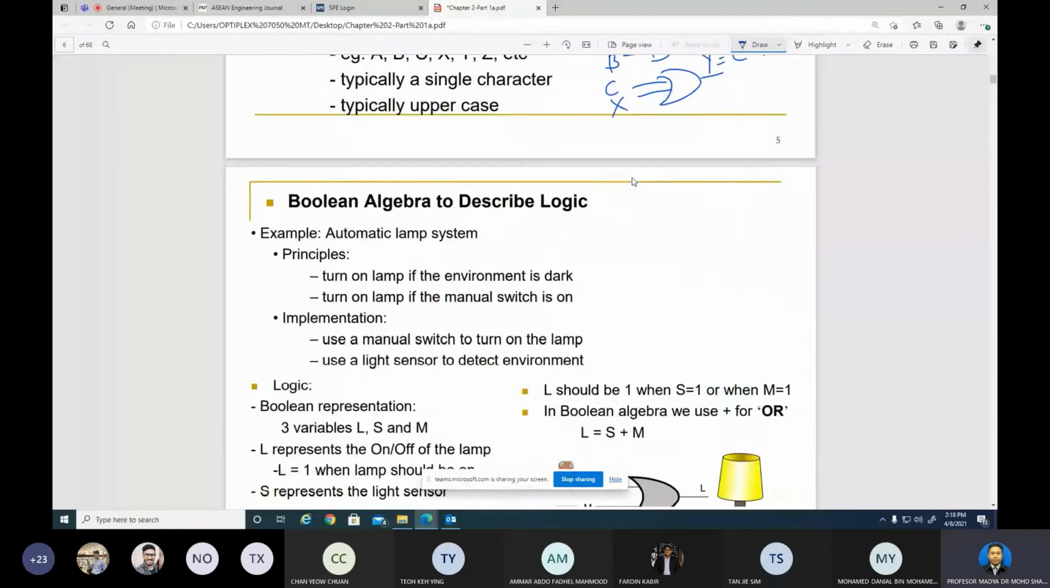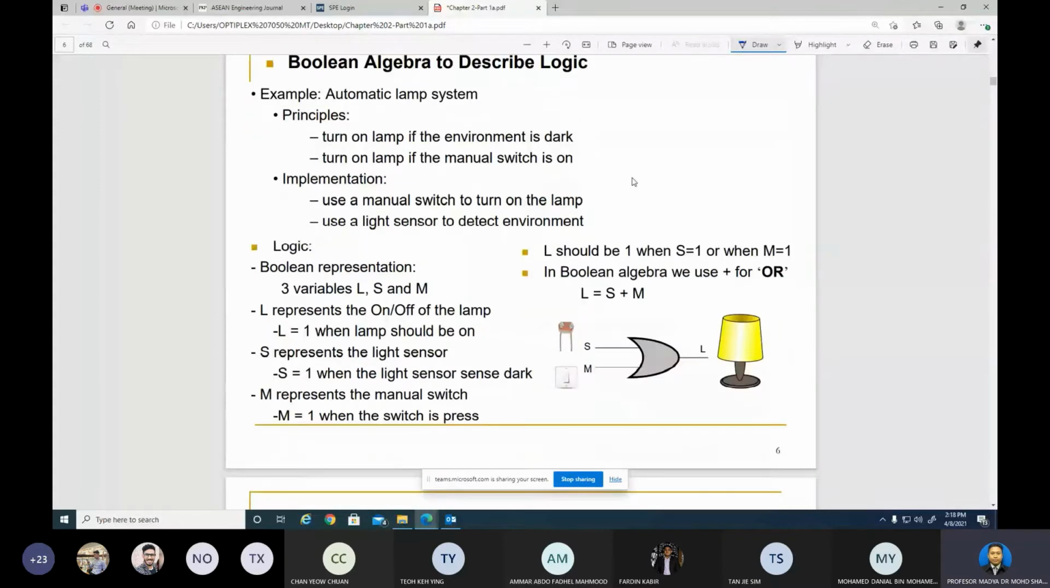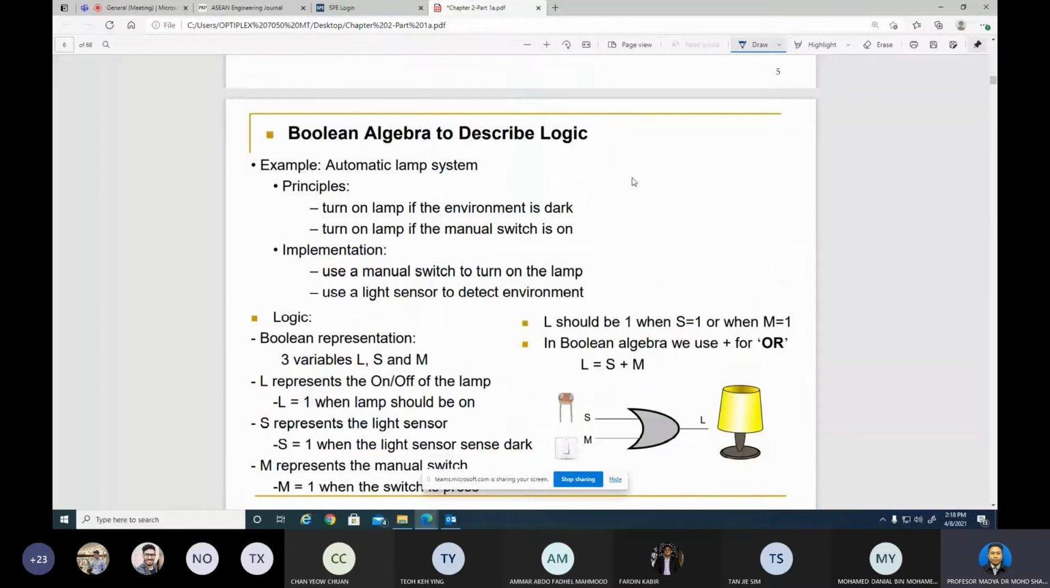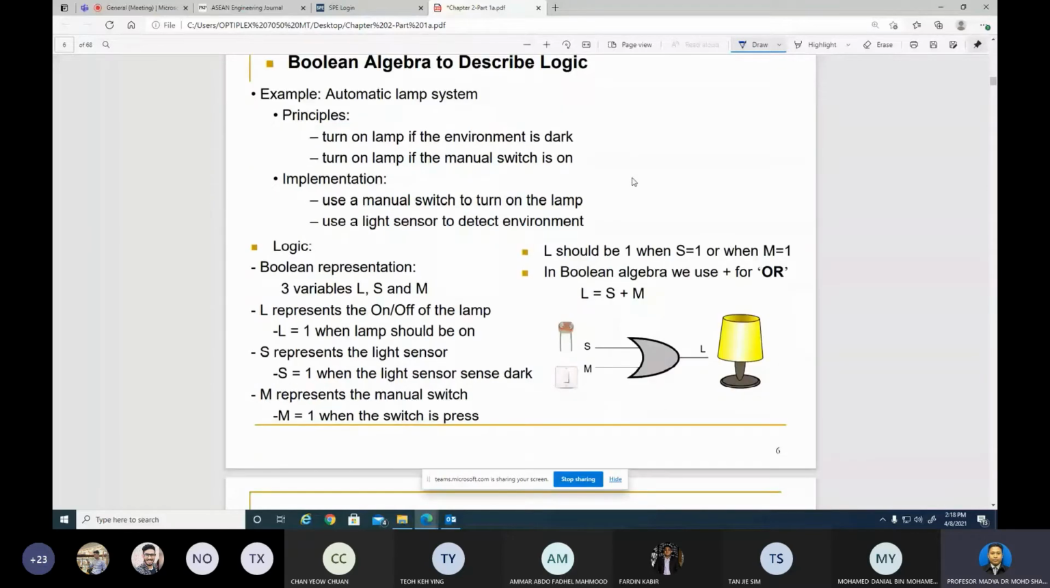Okay, so this is some example. You can see this example here. For example, we have 3 variables. You can declare any variable here. For example, here you declare L as the lamp, S for the sensor, like the sensor here, and M is the manual switch.